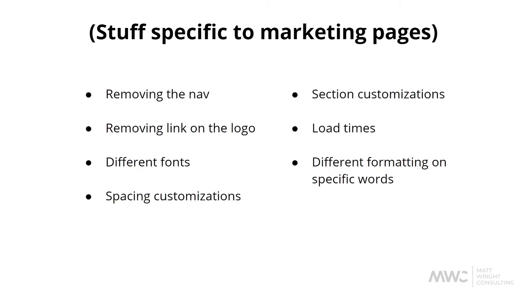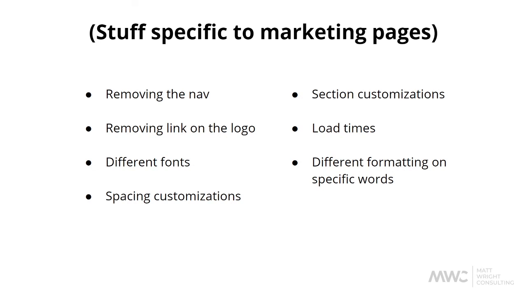So some stuff that's specific to marketing pages is removing the nav. So if you have someone come to a page and you want to get their email, you probably don't want the nav like about and blog and all that. You want them to be focused on the one next action they can take. You want to remove the link on the logo, so if they come to that page, they're not going to say, oh, well, what's this brand? And then they click off over there, and there's specific elements on opt-in pages you can use to prevent that bounce.